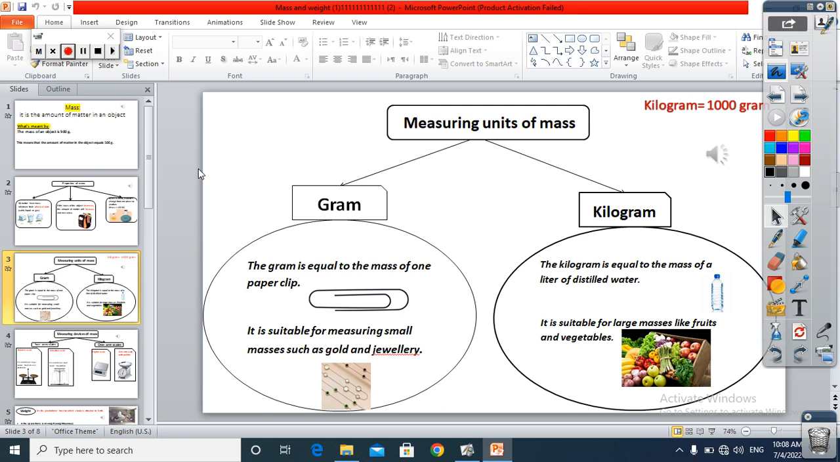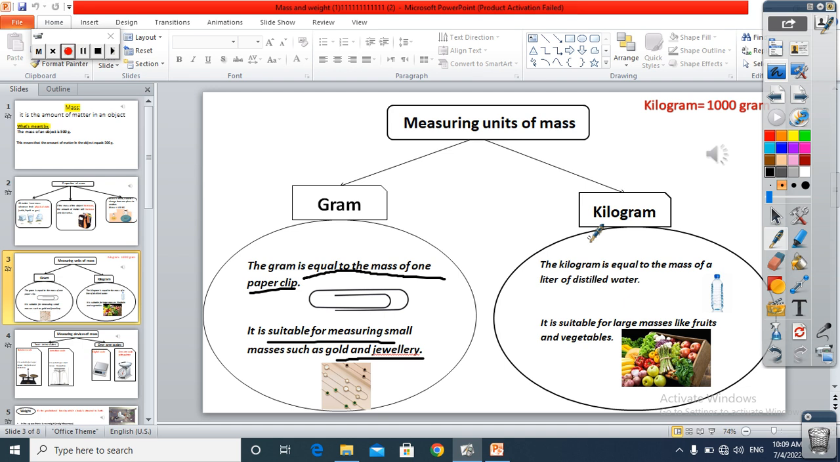Gram is a very small measuring unit. We use it to measure small objects such as jewelry and chemicals. The gram is equal to the mass of one paper clip. Because it is a very small measuring unit, we can use it in small things. It is suitable for measuring small masses such as gold and jewelry.